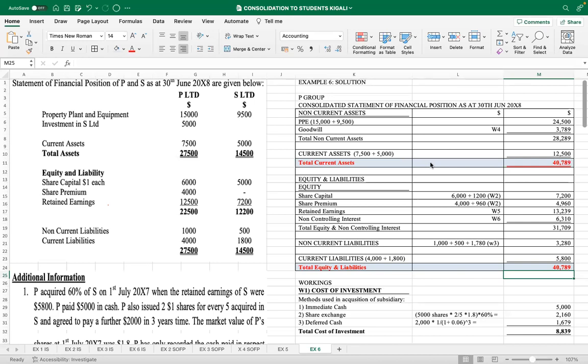As a result of share exchange, there will be new shares, and these new shares are added to the parent's shares when consolidating. Now, remember, what goes to share capital is the shares acquired times the nominal price over the market price. What goes to share premium is the shares acquired times market price minus nominal divided by market price. And that brings us to the end of cost of investment and also to the end of the class.